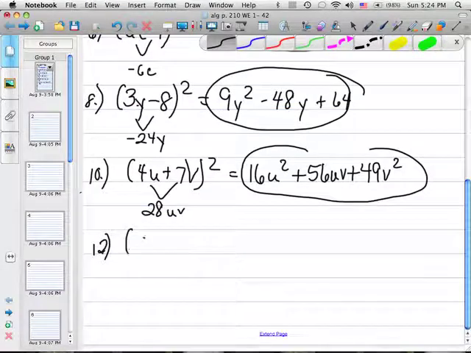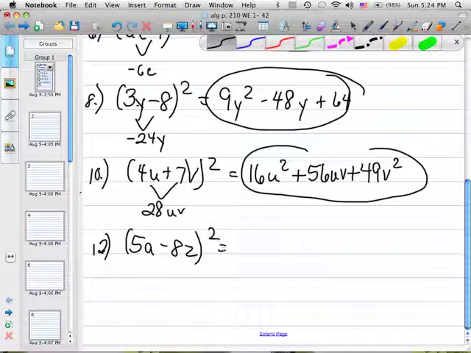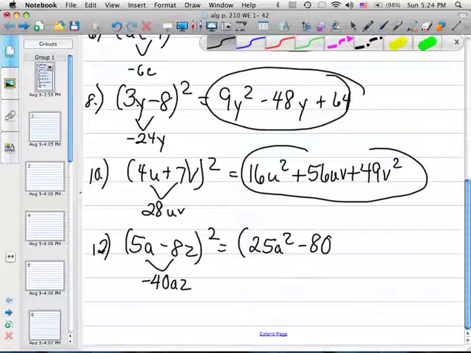Problem number 12, 5a minus 8z quantity squared. First term, 5a times 5a is 25a squared. Multiply these two terms together, you get negative 40az. Middle term has to be twice that. So that's negative 80az. Last term, negative 8 times negative 8 is positive 64z squared.